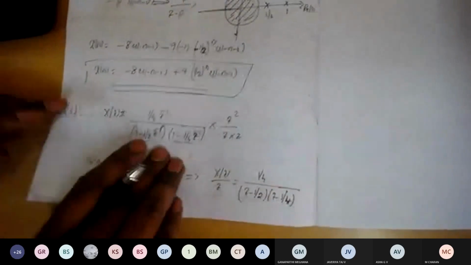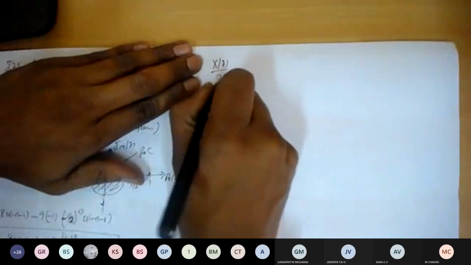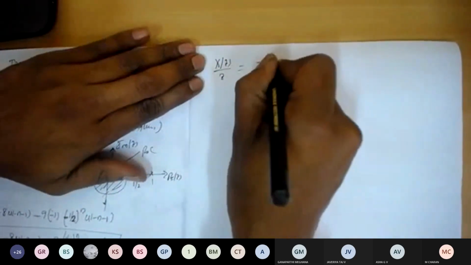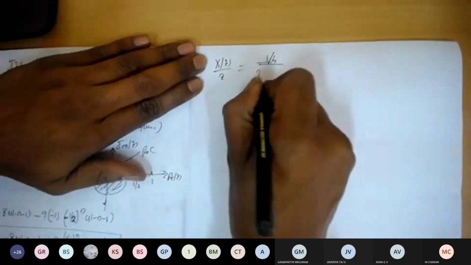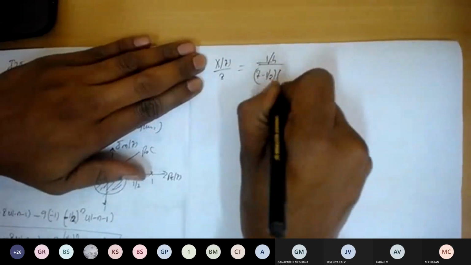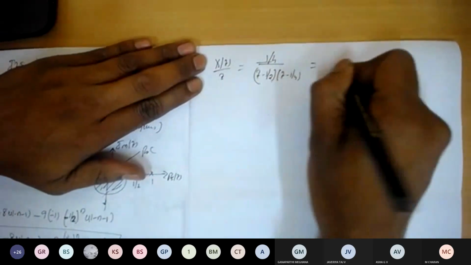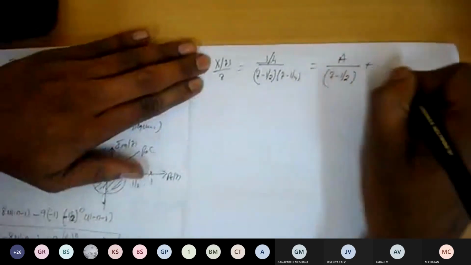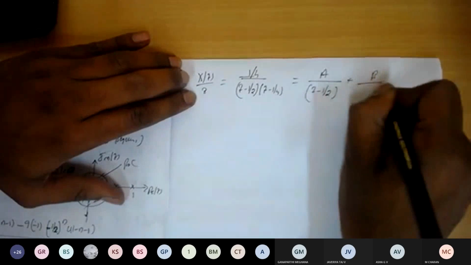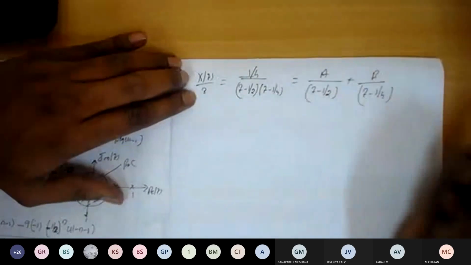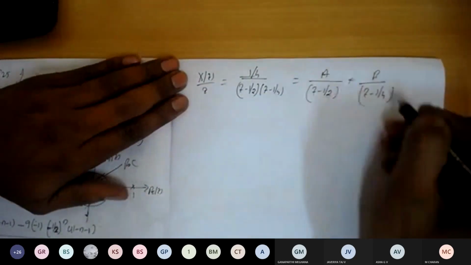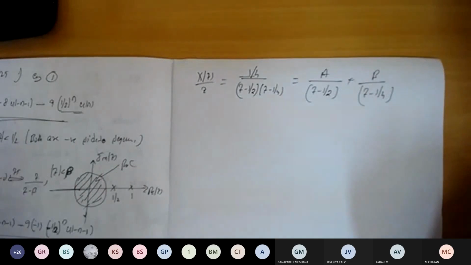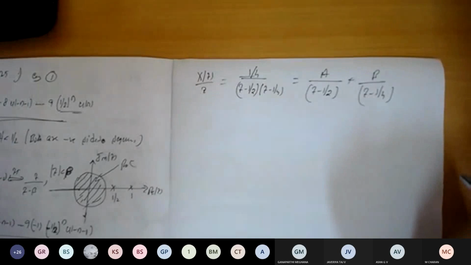Now, for this one, we'll find out the partial fraction expansion. So I'll take x of z divided by z, which will become equal to 1 by 4 into z minus 1 by 2 into z minus 1 by 4. This can be written as a divided by z minus 1 by 2 plus b divided by z minus 1 by 4. We'll split like this.